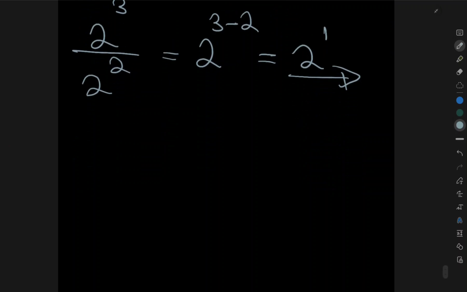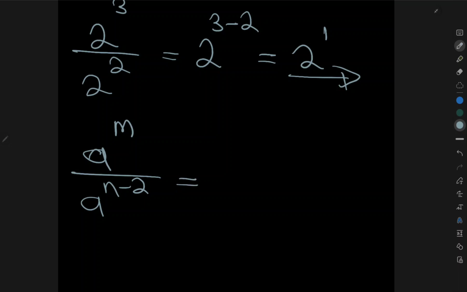But what if in that case we have two terms? What I mean is this. Let's say we had a to the power of m all over a to the power of n minus 2. So what do we do in this case? You're still going to use the same law.